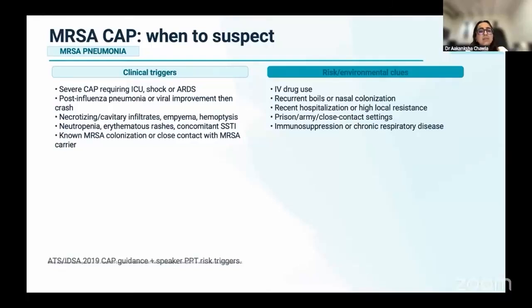Then there are certain environmental clues as well: history of IV drug use, recurrent boils or nasal colonization, recurrent hospitalization, and those who live in close-knit settings like prisons or army barracks. An immunocompromised host can have any infection, so this can also be a possibility.